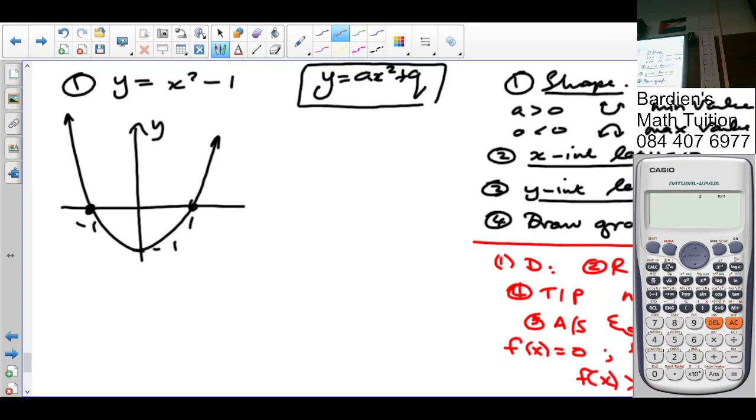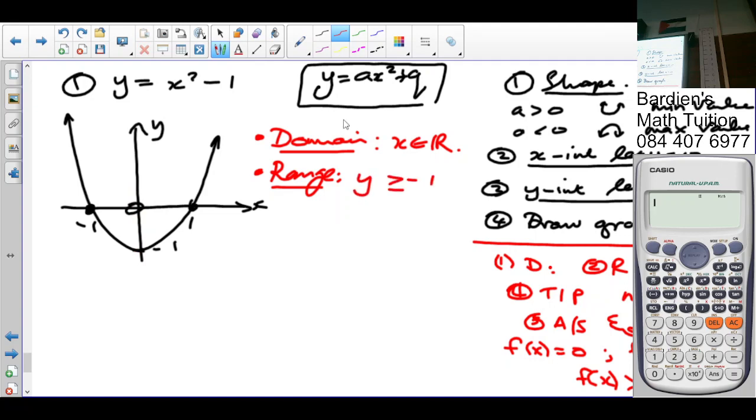Okay, so let's look at the first one, the domain of this graph. What is the domain? All possible x values. So what's the domain of this graph? X is an element of all real numbers. Why? So it goes to negative infinity and positive infinity. All the values it includes. So x is an element of the real numbers. Range. What do you do for range? All possible y values. Does this graph exist at negative infinity? No. Where does it start existing at? Negative 1 onwards. Not so. So what do we say? Y is more than or equal to negative 1. Does the graph exist at negative 1? Yes.